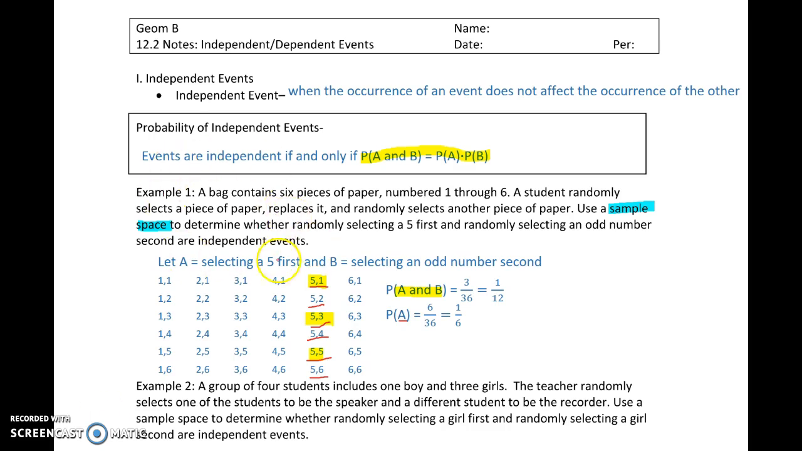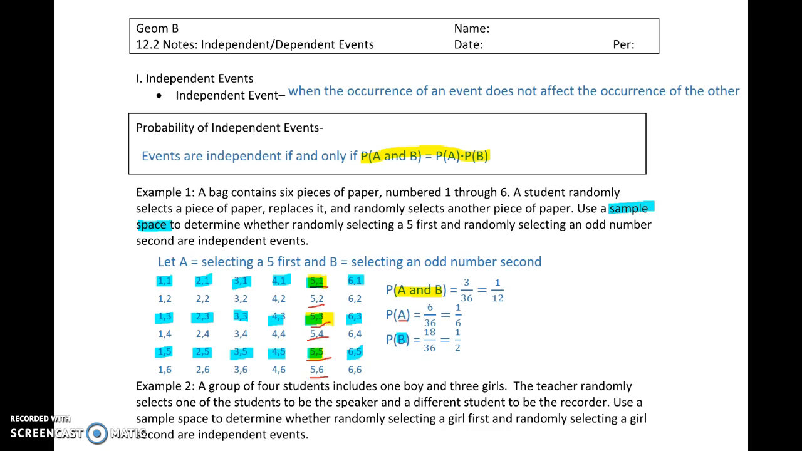So then our last component is finding out the probability of B. The probability of B is selecting an odd number second. It doesn't really matter what the first number is, but what's the possibility of selecting an odd number second? Well, then we look and we have here 1, a 3, right, a 5, then another 1, then another 3, then another 5. Go ahead and finish this off and you tell me what is the probability of B. Hopefully you figured out there are 18 possibilities of picking an odd number second. So 18 out of 36 reduces to 1/2.